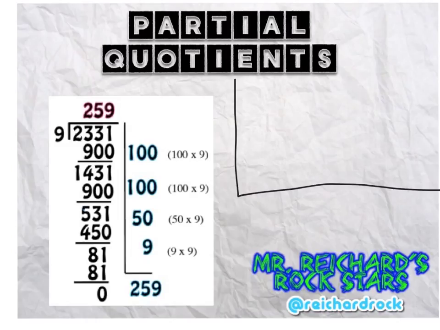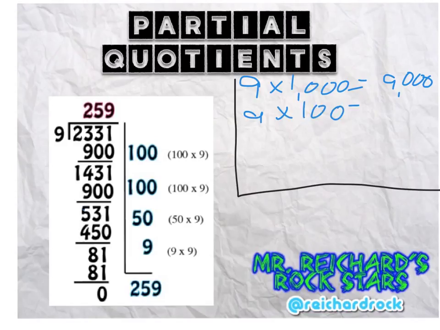So, I always start with my thousands. So 9 times 1,000 is 9,000. 9 times 100 is 900. 9 times 10, obviously, we know is 90. So we have 3 different numbers we could work from there.